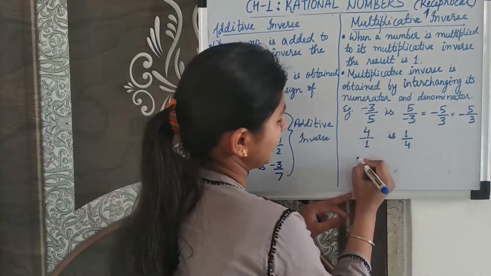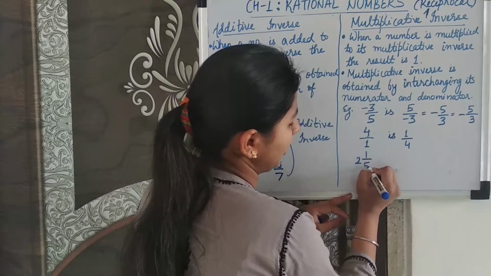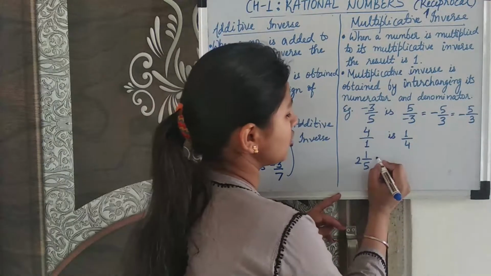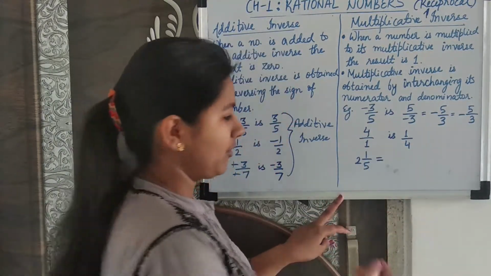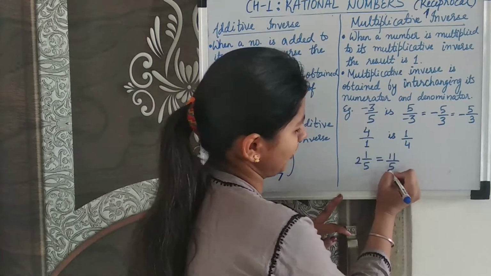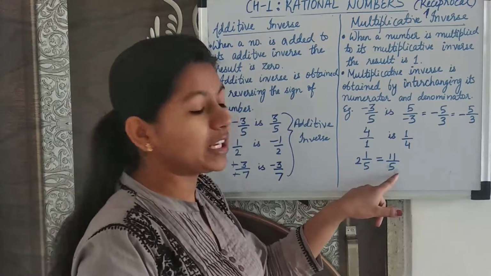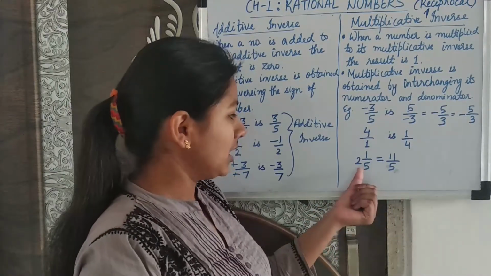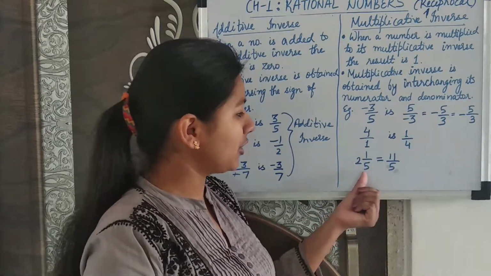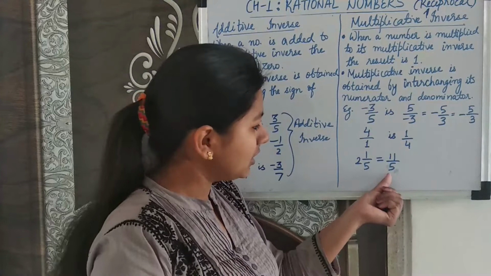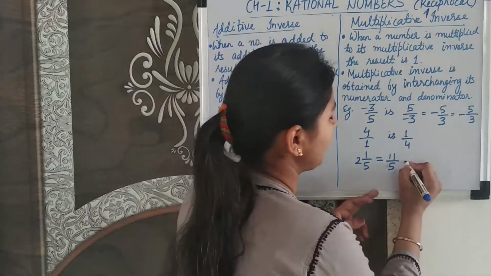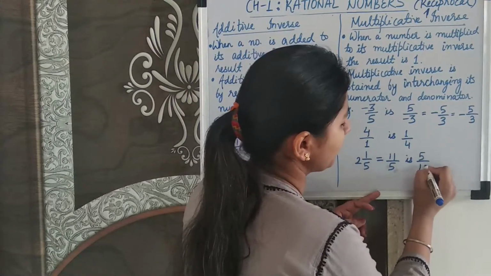One more example I am writing, like 2 and 1 by 5. This is a mixed fraction. So this mixed fraction should first be converted to an improper fraction. 5 2s are 10, 10 plus 1, 11 upon 5. So now we have to find the multiplicative inverse of 11 upon 5. It's not possible to find the multiplicative inverse of 2 and 1 by 5. We have to first convert it into an improper fraction. Then only we can find its multiplicative inverse. So the multiplicative inverse of 11 by 5 is 5 upon 11.